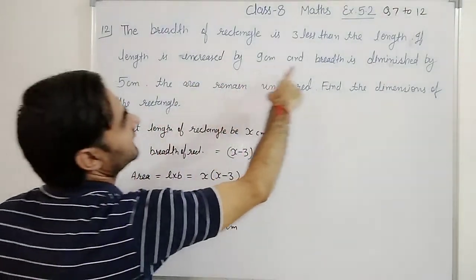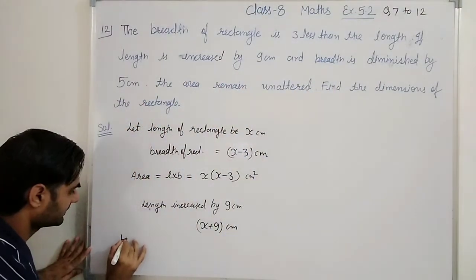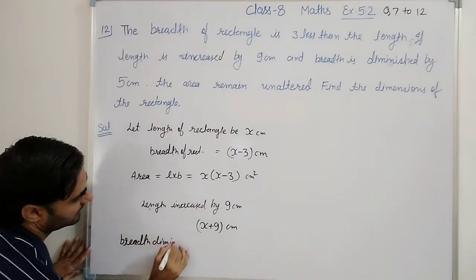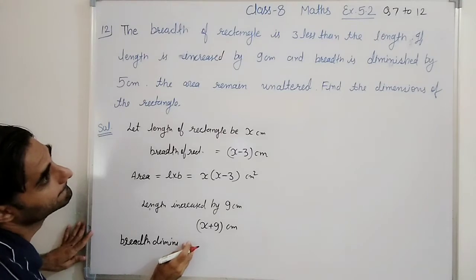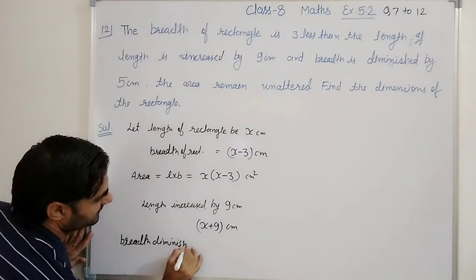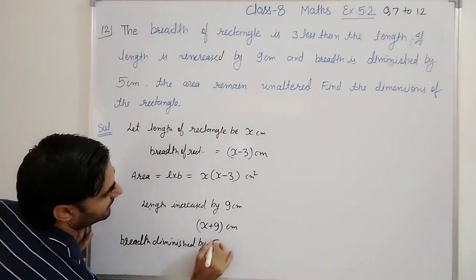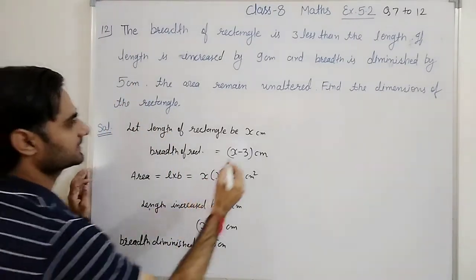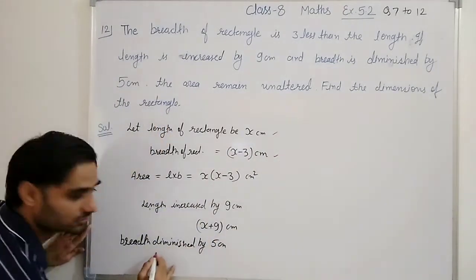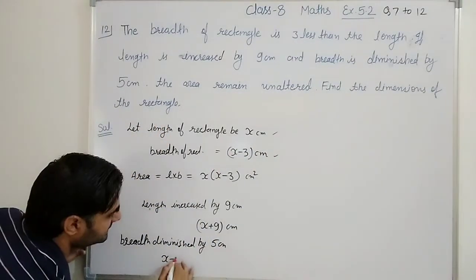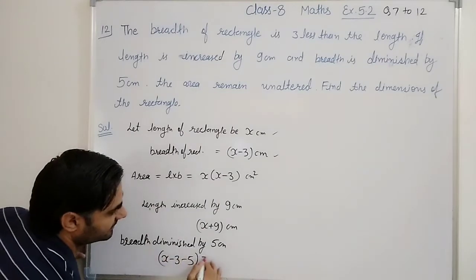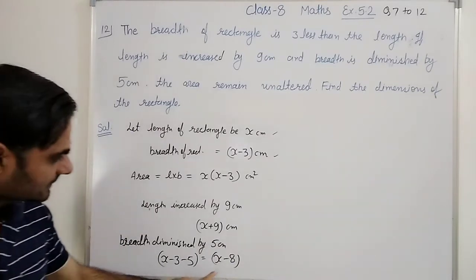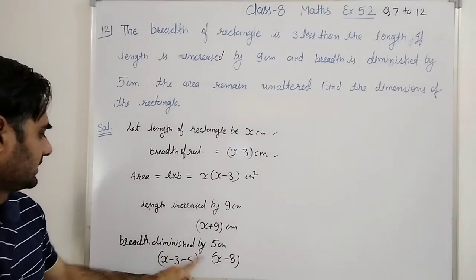Second thing is breadth diminished by, so here breadth diminished by 5 centimeter. This is given ना 5 centimeter. Diminish कर लो. ये था ना हमारे पास. This is length and this is breadth. अब इसको diminish करो. क्या आएगा? x minus 3 minus 5. जब diminish करेंगे तो क्या आएगा? x minus 8. ये length हो गई. ये breadth हो गई. Are you getting?